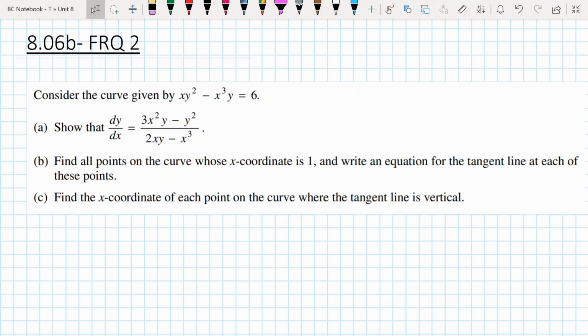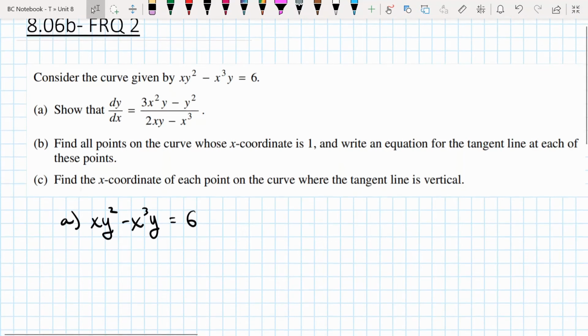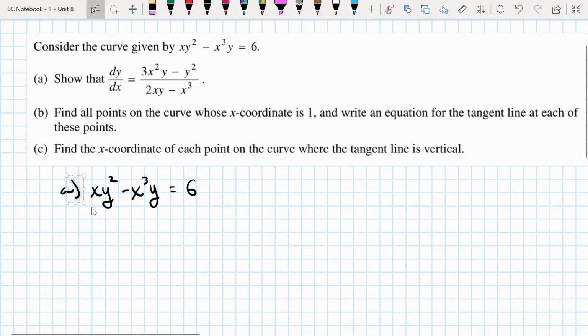Okay, for the second FRQ in this video, we're given an implicit equation. I'll rewrite it here. We're no longer just given the derivative, we actually need to calculate what the derivative is for this one. So we're going to have to find the derivative of this equation implicitly. And to do that, we're going to use the product rule twice, once for each one of these terms here. So we're going to use the product rule for this term and then the product rule for this term when we're finding the derivative.